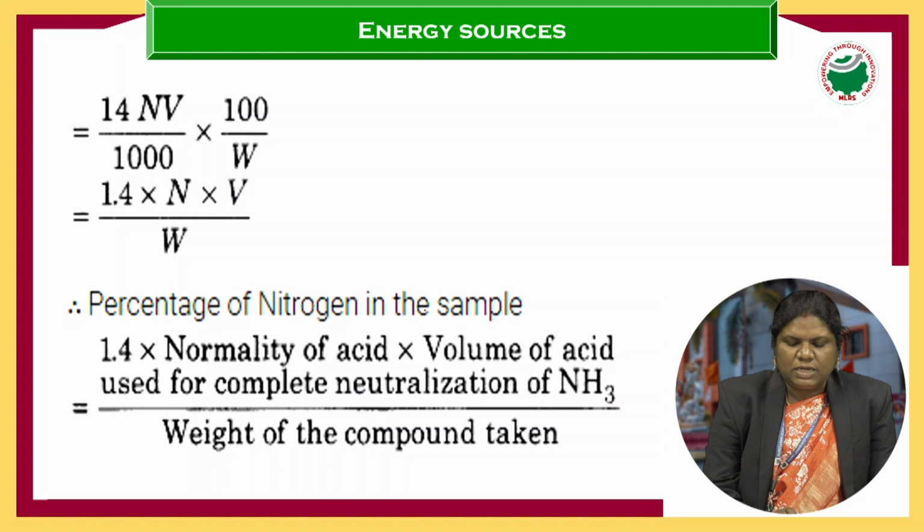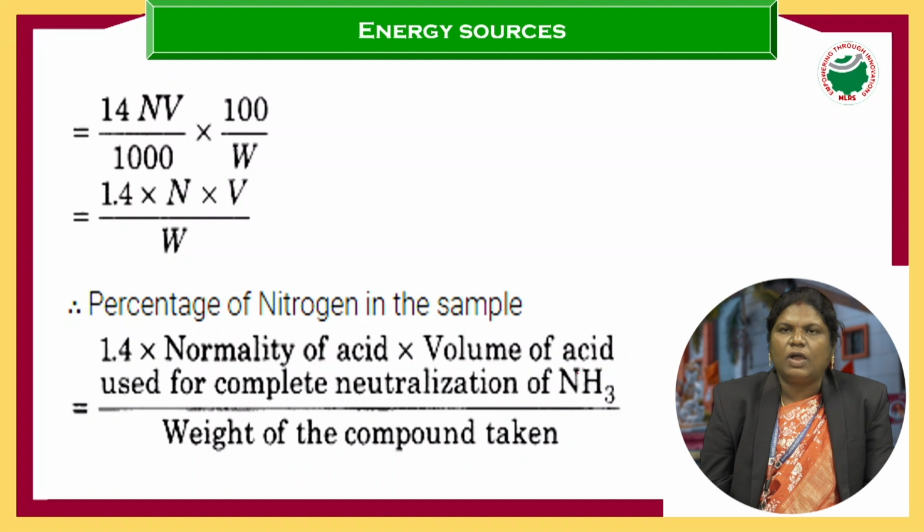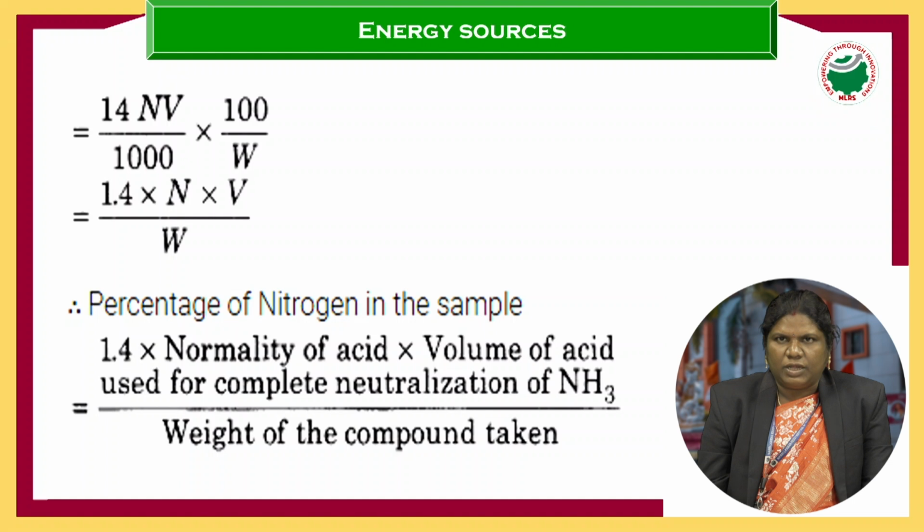Therefore, the percentage of nitrogen in the sample can be calculated as 1.4 into the normality of the acid and the volume used for complete neutralization of ammonia. Whatever volume of acid was used for the neutralization of ammonia, we take that volume here, and the normality of the acid we know. We divide by the weight of the compound taken. If we substitute these values in this formula, we will get the amount of nitrogen present in the coal sample. This is how we will calculate the amount of nitrogen.